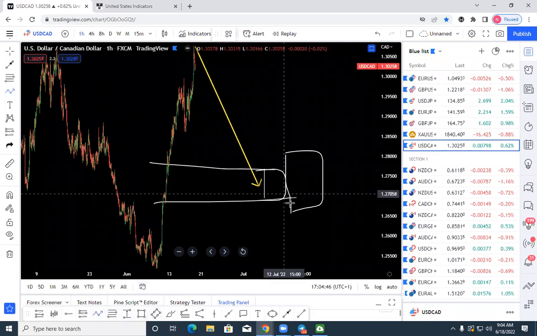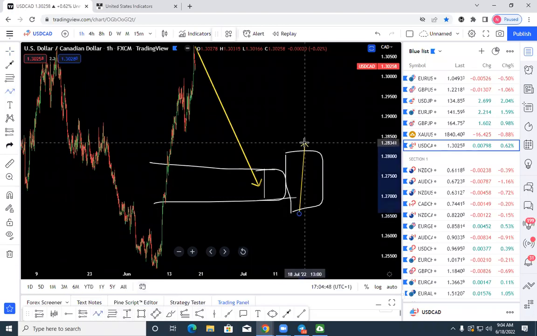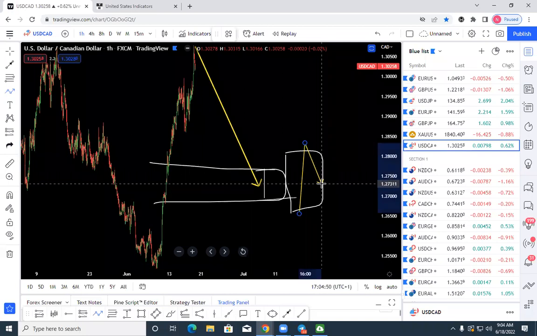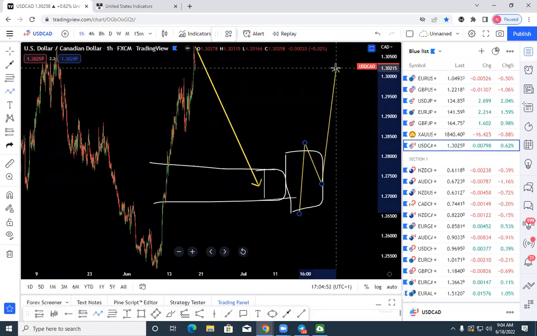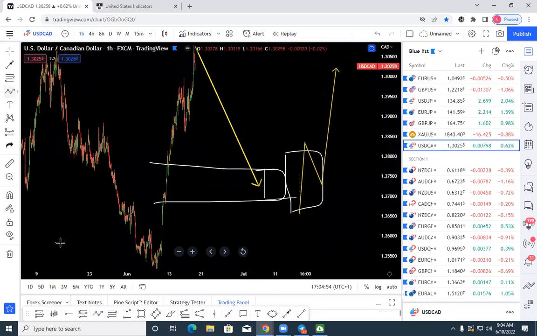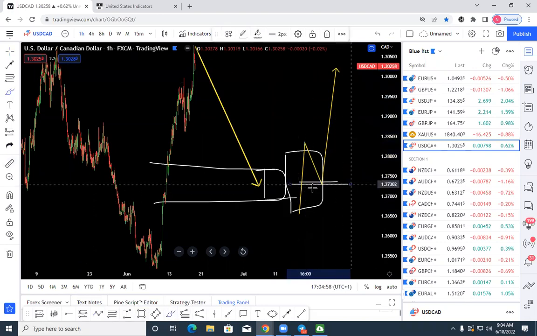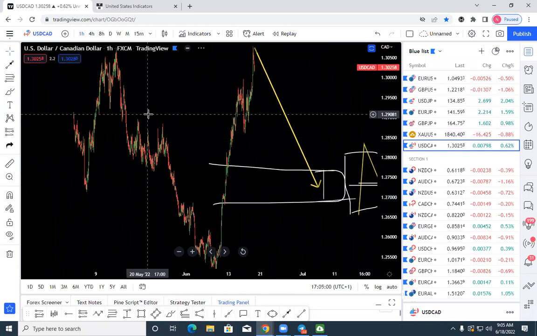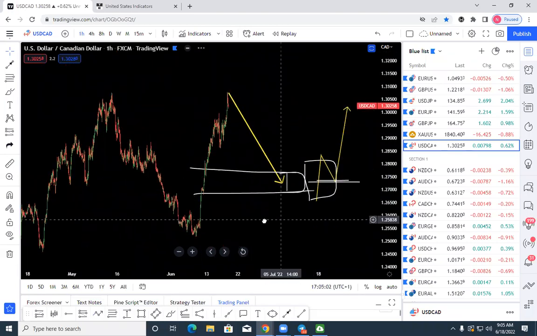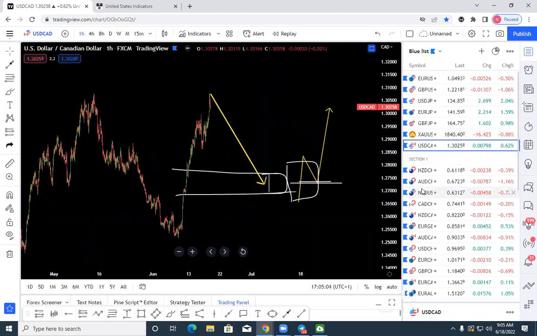Let me show you right here, real quick, guys. I'm going to see an impulse in the 1 hour time frame. Let it correct to 50 to 61.8. Pick your entry to the upside. Okay, so that is it about the USD CAD.